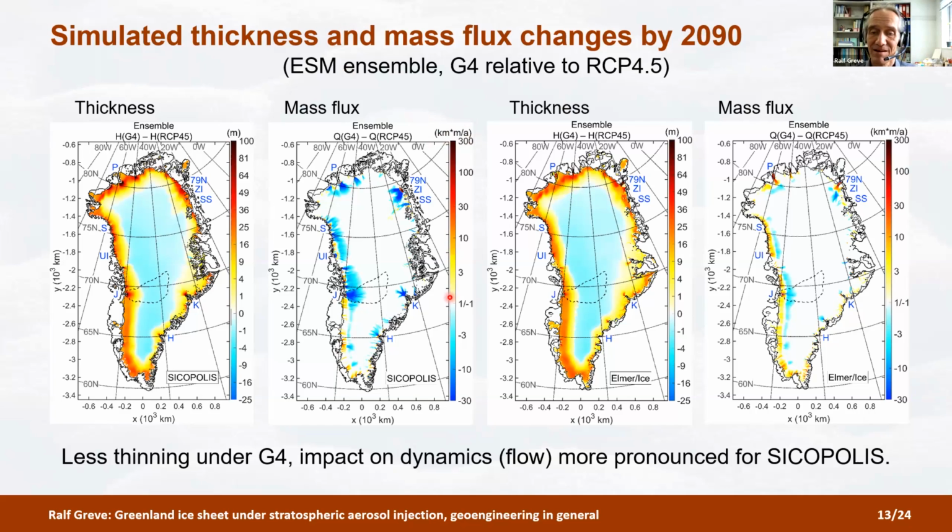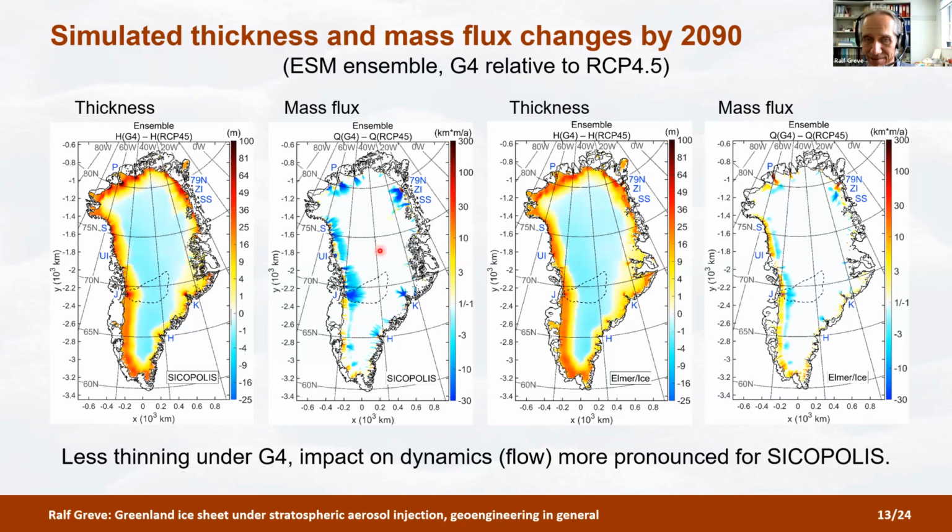And here, blue means slower, red means faster. What should happen is that, in the same sense as the ice sheet remains thicker, it should accelerate less. So blue colors are good news, red and orange colors would be bad news. The goal is that the outlet glaciers accelerate less under G4 than under RCP 4.5.